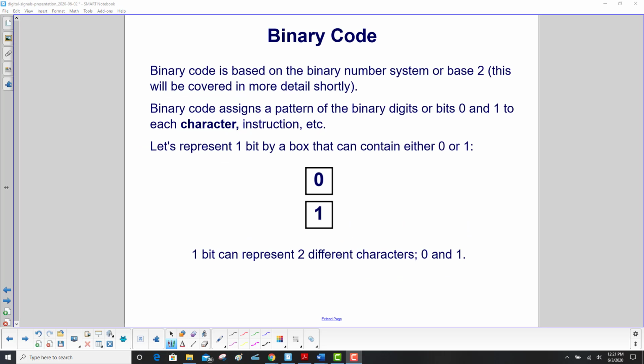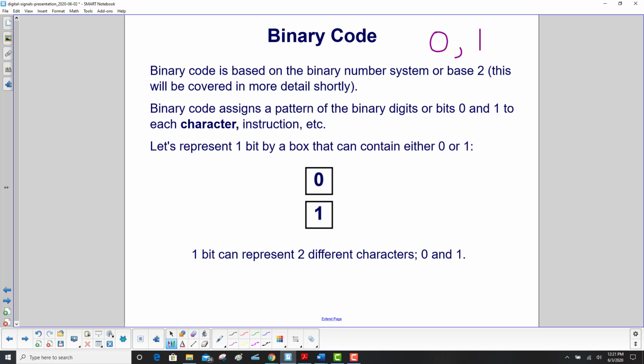Binary code is based on the binary number system, or base 2. We're going to cover that in more detail shortly, but basically we just have two numbers. We don't have 0, 1, 2, 3, 4, etc. We have a 0 and a 1. It assigns a pattern of these binary digits, or bits, 0 and 1, to each character, and by character we mean a letter or an instruction like stop transmission, start transmission.